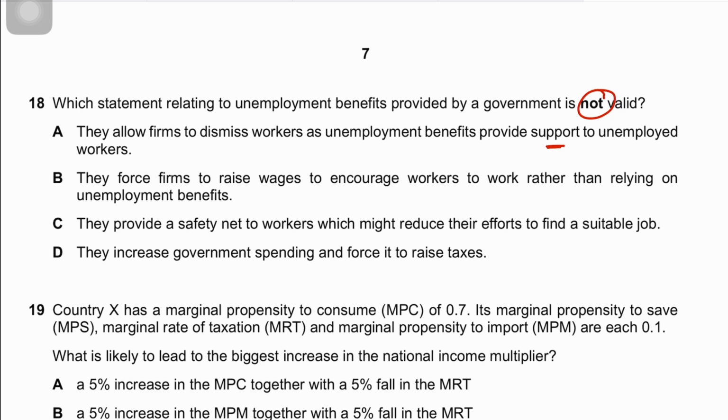Option B says they force firms to raise wages to encourage workers to work rather than relying on unemployment benefits. Now, unemployment benefits do not force the firms directly to raise wages. Firms may need to offer high wages, or you can say competitive market wages, to attract workers, but this is influenced by market conditions rather than being a direct consequence of unemployment benefits, right? So unemployment benefits provide a temporary income for the unemployed, but they do not really force or compel firms to raise wages. So that makes B the correct answer.